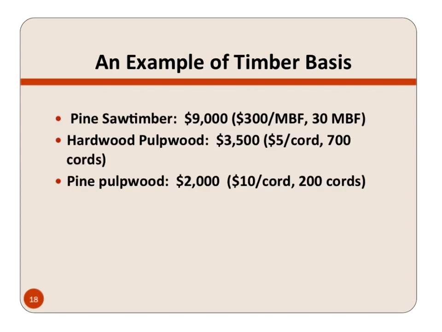So here's an example of timber basis. You can see it's broken down by pine sawtimber, hardwood pulpwood, by different product, because they are priced and valued differently. This is the example for sawtimber, $9,000 and $300,000 per 1,000 board feet, and this landowner has 30,000 board feet.